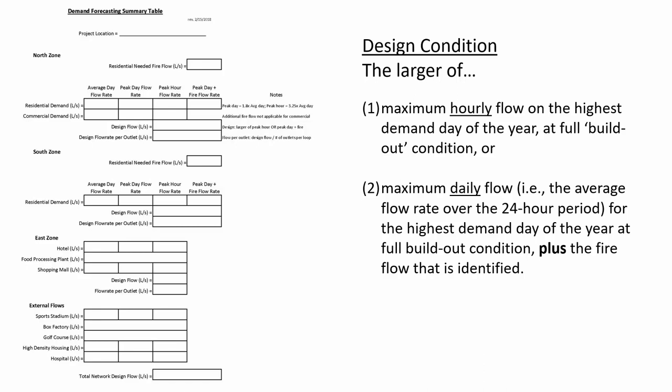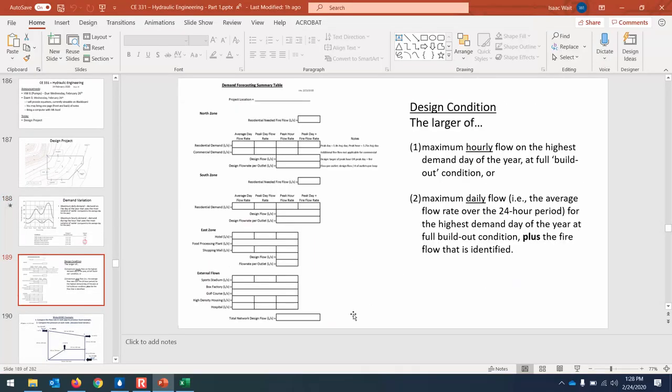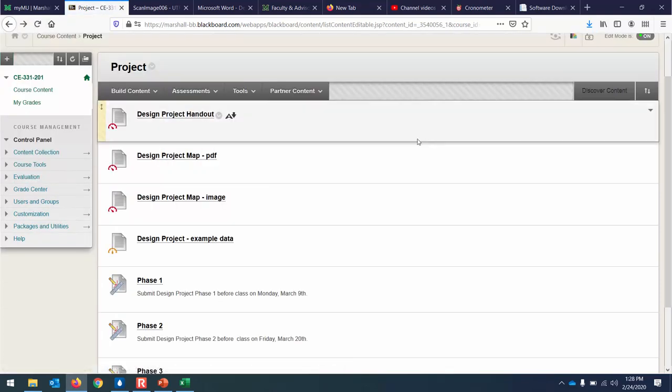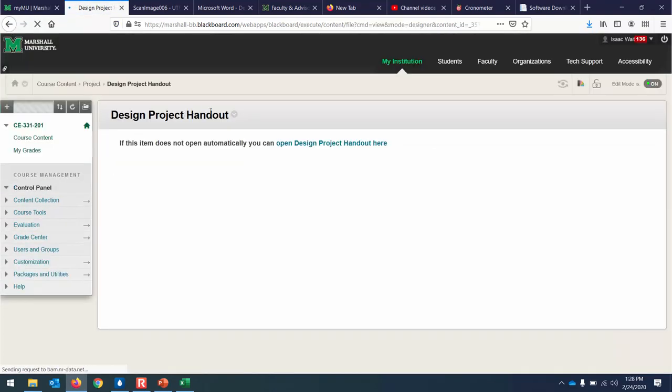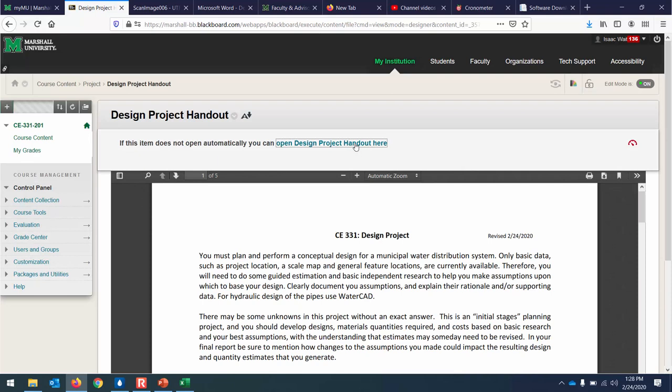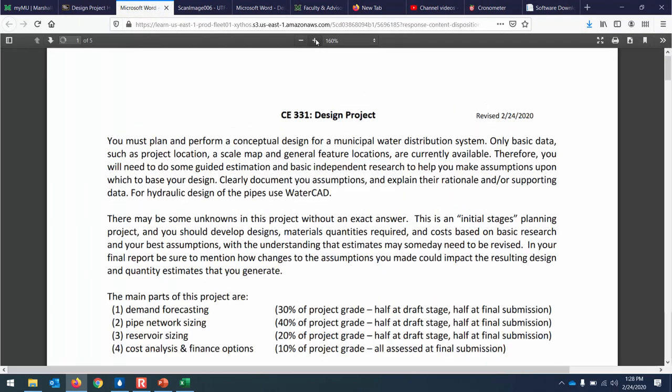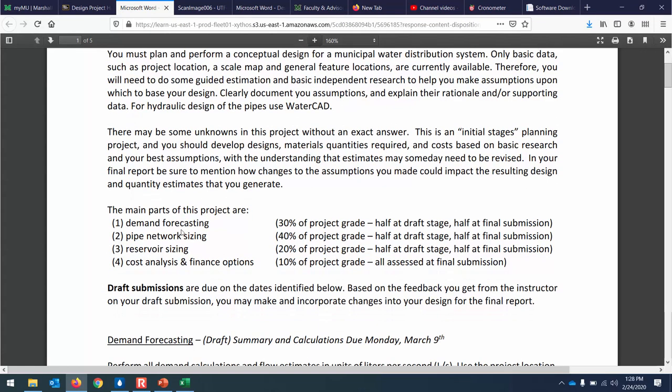Would you want us to submit this table to you? I do, yeah. And in fact, there's some pretty extensive instructions in the handout I've given you. I won't read through them all right now. But if you look at the handout, I explain for each phase of the project what I expect to see and when. So just briefly, let's first talk about the grading.